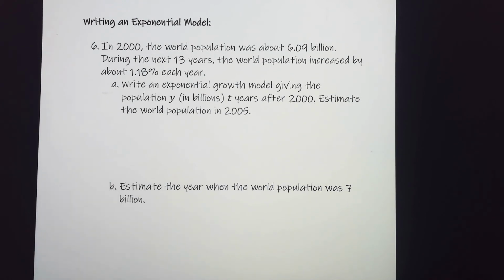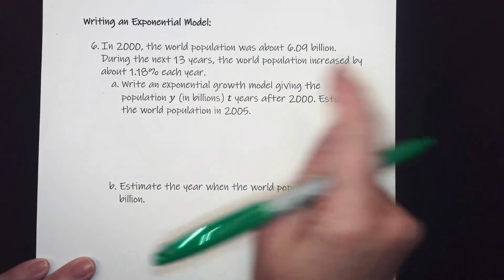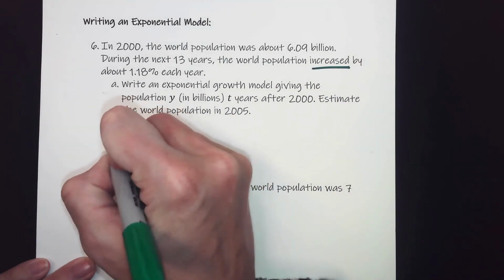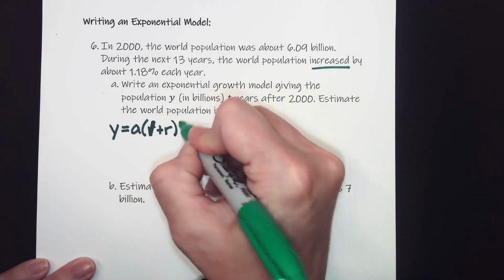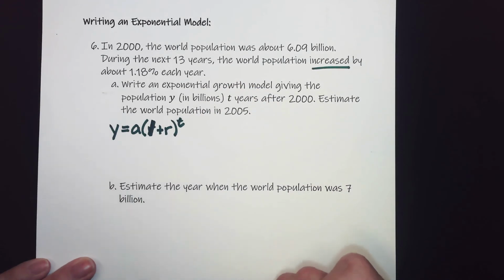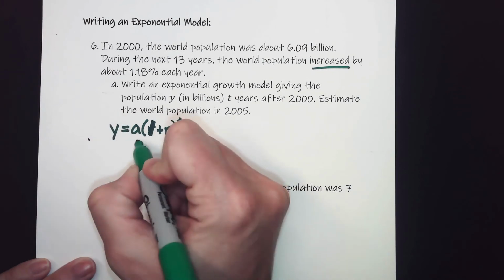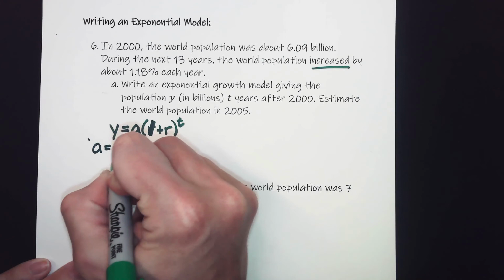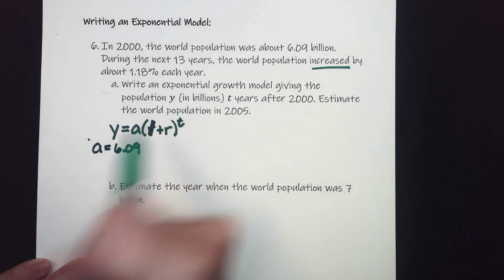Okay, so we are going to write the equation. We know it's growing. It increased, so I know I'm going to use growth. That is y equals a times 1 plus r, to the t power. Sorry, I said 1 and wrote something else. My starting value was in 2000, so I know a is going to be 6.09, and that is in billions. Y will be in billions as well.